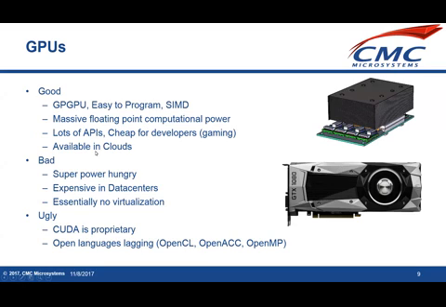These are the advantages. The bad side of it is that they are power hungry, expensive in the data center, and essentially have no virtualization. And the ugly side is that CUDA is proprietary. If you have code that is written to target an NVIDIA GPU, it is not easy to just port it to another GPU without optimization.